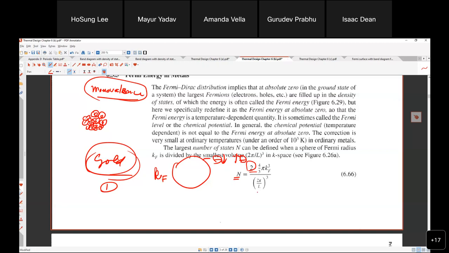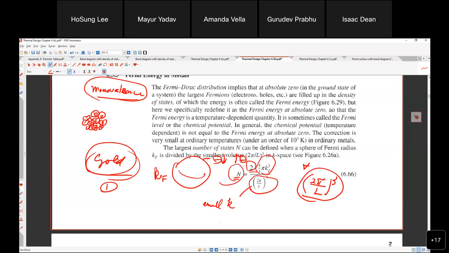And then what would be the volume? The volume of K is 2 pi over L, where L is the largest. This is the volume. The real volume is a small K, so the smallest K value. So this is the total volume of the sphere divided by the smallest. That is the total number. That is actually so smart. You don't have to really understand, but the basic is like that. Okay.